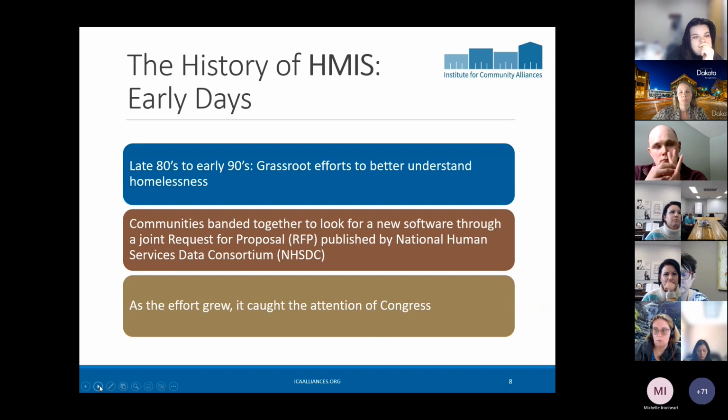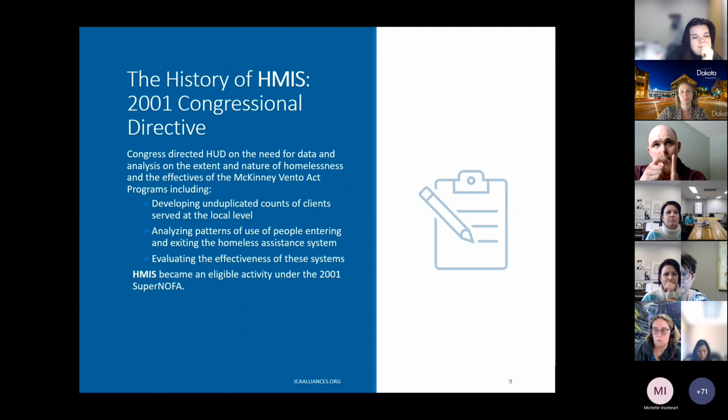They put this joint RFP together, and the effort grew and got the attention of Congress. So from there, in 2001, Congress got its act together, right? It took a little bit, but they started looking through the efforts of the McKinney-Vento Act programs, and they started looking at what data they needed to analyze. They knew they needed to develop something that would get an unduplicated count of clients served at the local level and beyond. They wanted to analyze the patterns of people entering and exiting homeless services.